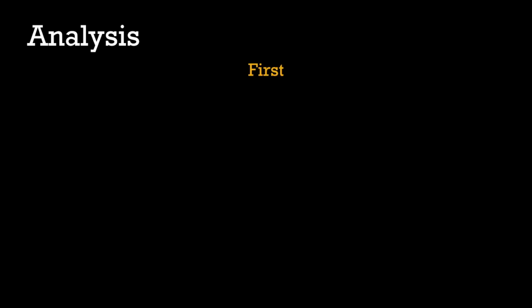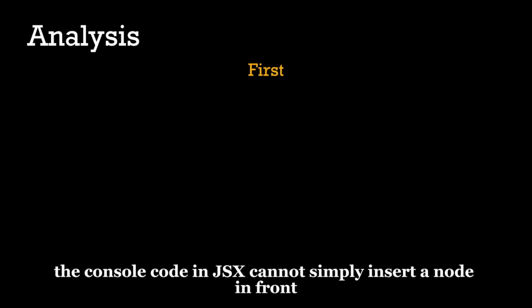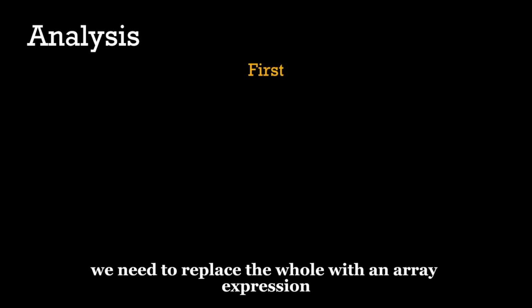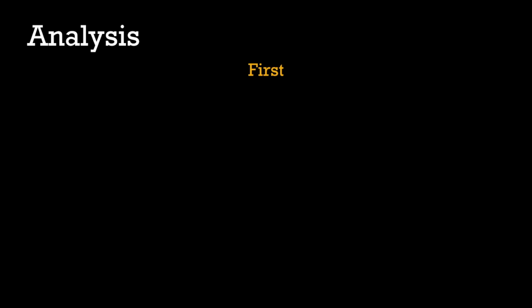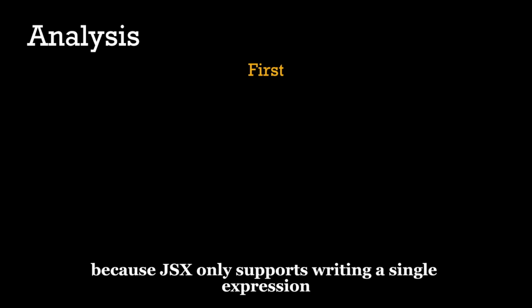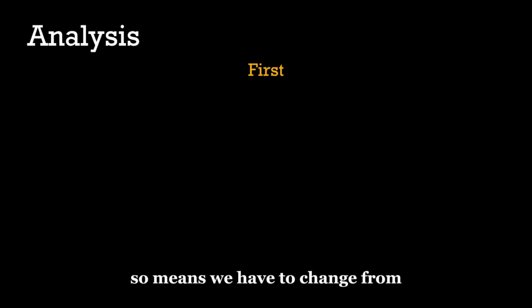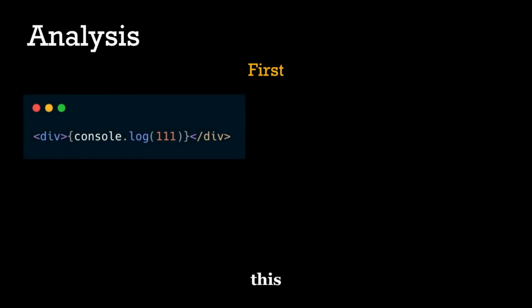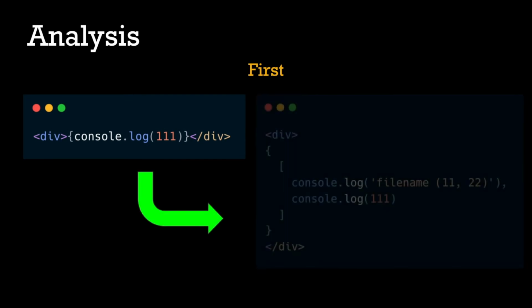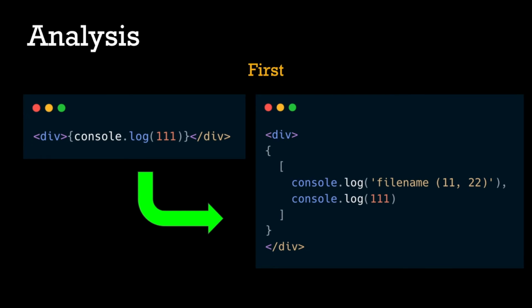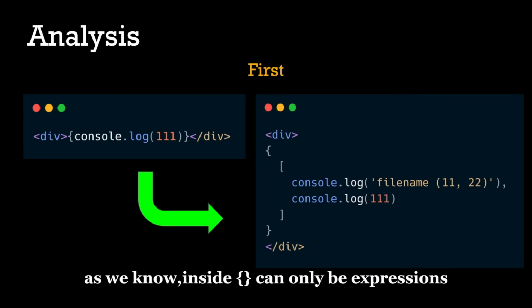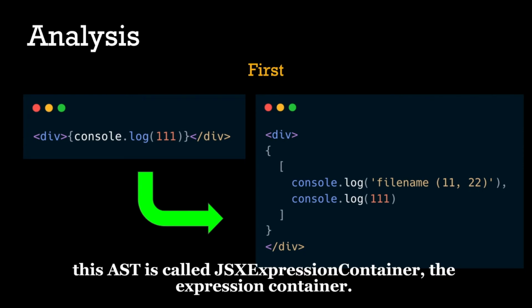First, the console code in JSX cannot simply insert a node in front. We need to replace the whole with an array expression because JSX only supports writing a single expression. So we have to change from this into this. As we know, inside the curly bracket can only be an expression. This AST is called JSX expression container, the expression container.